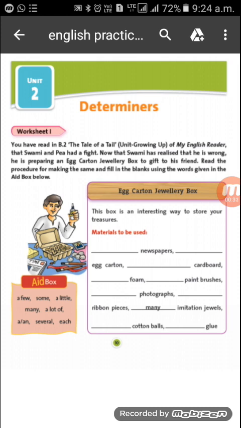So let us start. First of all, let us have a quick review of what determiners are. Determiners are those words that come at the beginning of a noun. They always come at the beginning of a noun, like you can see here in the examples. Newspaper is a noun, so here we have to use some determiner. Again, egg carton is also a naming word, a noun, so we will use a determiner here. So determiners always come before a noun.